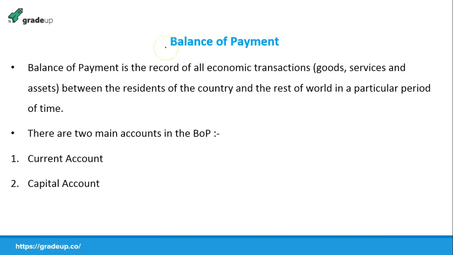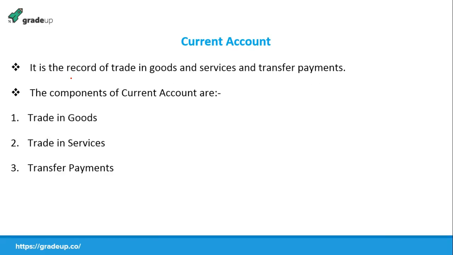So basically you could say it is India's transactions with the rest of the world. It can be with USA, UK, China, or Japan. All the economic transactions which we can measure in terms of money, that is goods, services, assets, when written on a piece of paper, are called balance of payment. Most importantly, there are two accounts in a BOP, the current account and the capital account. What is the current account?